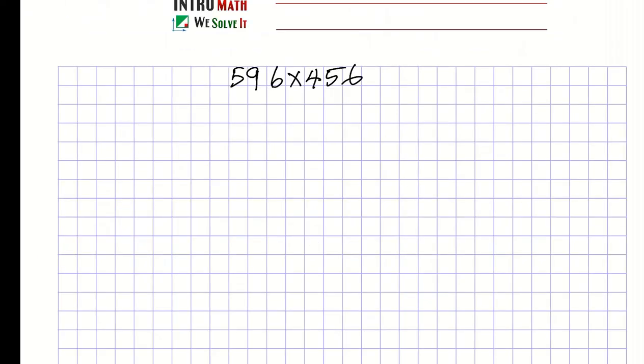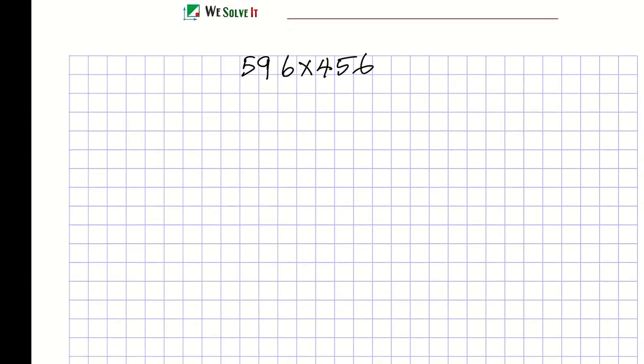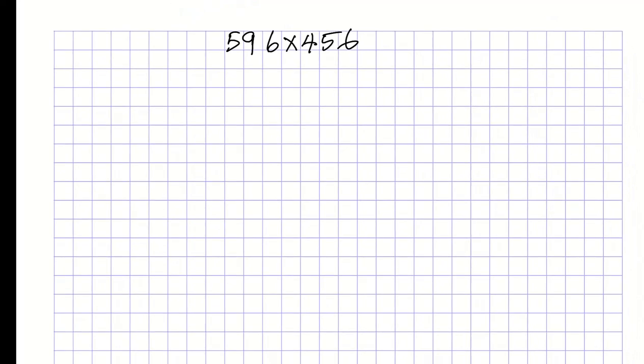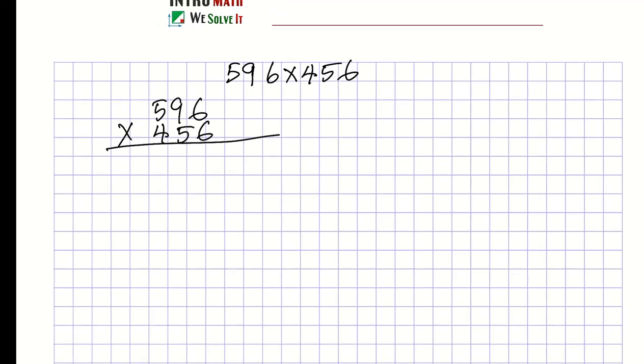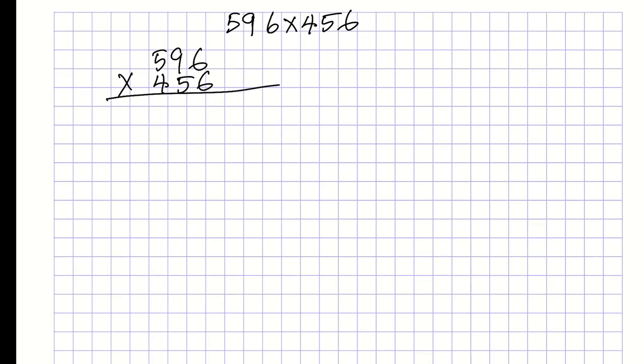Let's do one more problem, the last problem on multiplication. I'm going to do it using the two methods that I just used earlier. So we'll do it normally, the way we normally do it. You line up the numbers. You say 596 times 456, and you draw the horizontal line, right? And you start with 6, right?